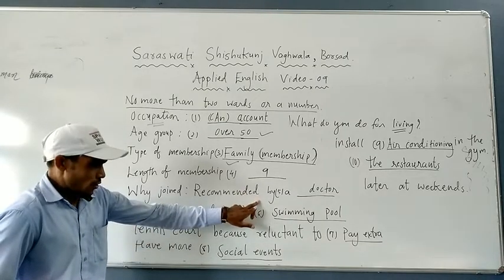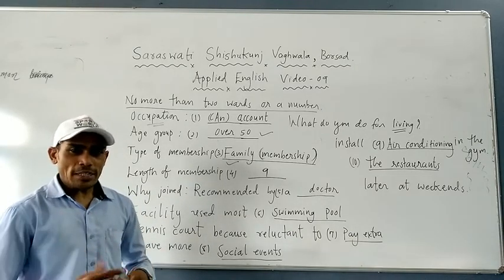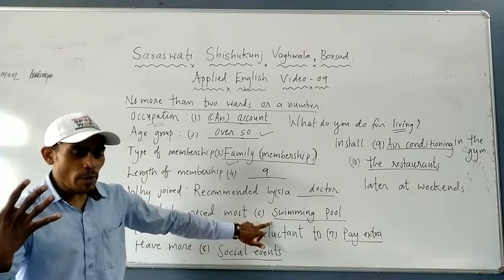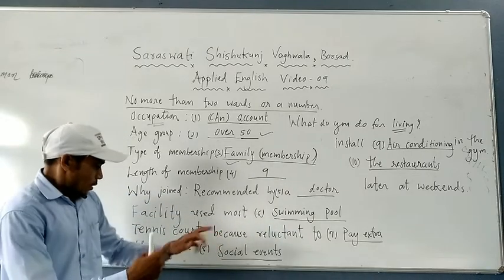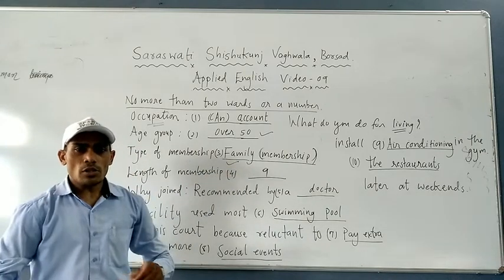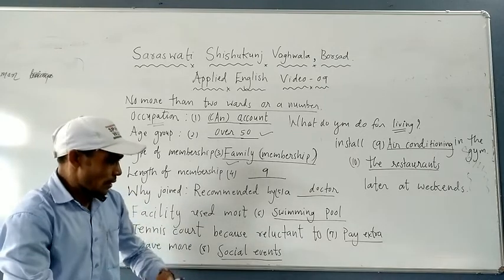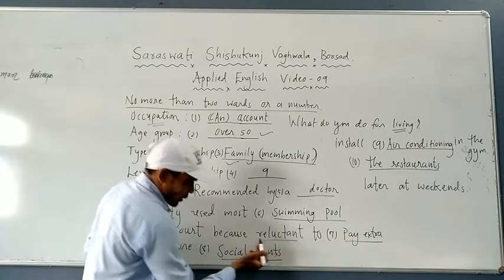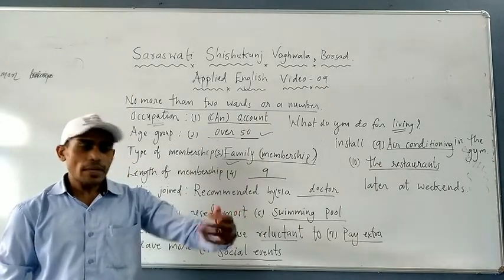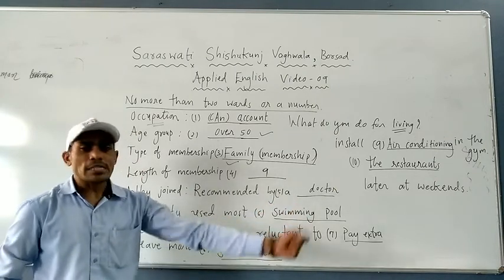We have finished 5. Let's move. Facility used most. You know what facilities are mostly used? That is the swimming pool. And the lady says yes, it is the swimming pool, and tennis court because reluctant to pay extra money. When she was being interviewed, she was very reluctant to pay extra money. Now, students, what is the meaning of reluctant? Reluctant means when a person hesitates. That is called reluctant.